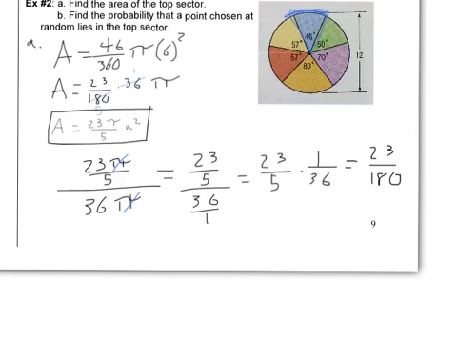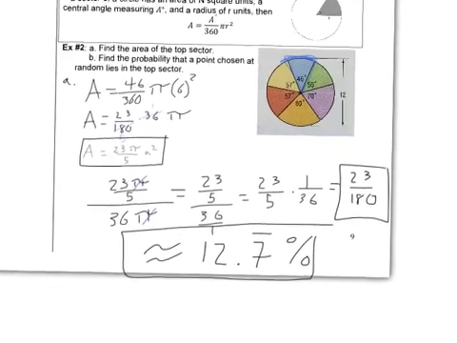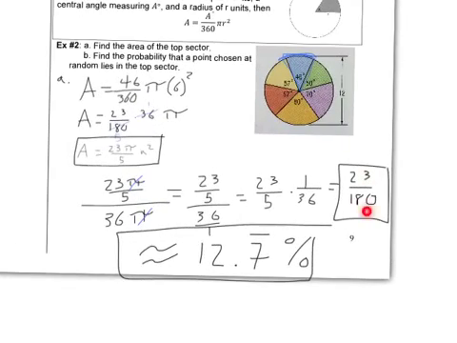Now that is our probability as a fraction. But what if we wanted it as a percentage? Well, again, we could just put in our calculator 23 divided by 180, and we're going to get 12.7 repeating percent. So it just depends how they ask for it. Either one of those can be listed as our probability. We often use probability as fractions, but sometimes we'll talk about it as a percentage as well. So there you go. Let's go on to the next page.